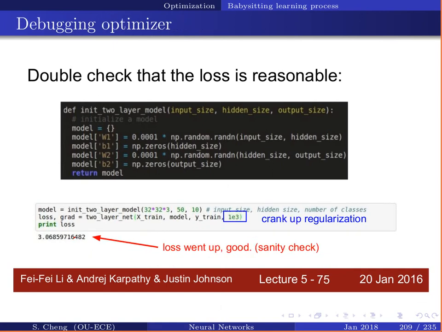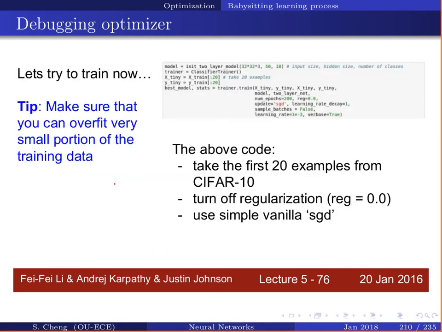Then the second thing you can do is crank up the regularization, if you have some regularization. Remember the regularization adds some terms to your objective function, so if you crank it up, apparently your loss will go up. You may also check that, okay, it went up, it's good. So next, now we can start training this. And I think they give a very good recommendation. I find that it's very useful. I think we mentioned this also.